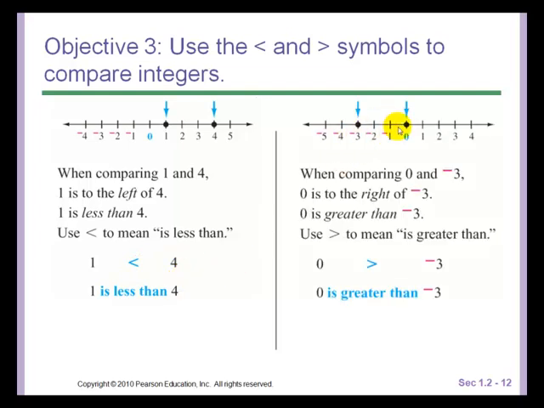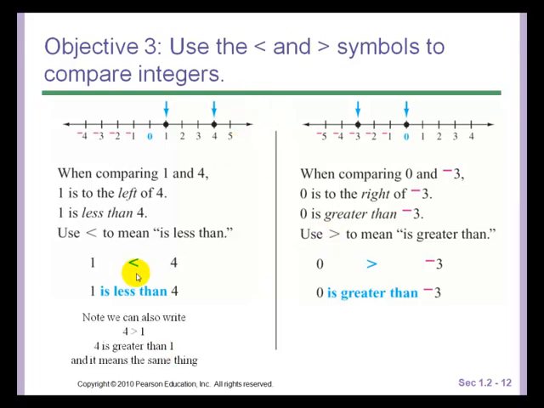Here we're comparing -3 and 0. Now this time we're starting with 0 when comparing 0 and -3. Notice that that's not the same order as they are on the number line. Here 0 is to the right of -3, so therefore 0 is greater than -3, and we will use the other symbol. 0 is greater than -3. In general, any number that is to the left is smaller than any number that's to the right.